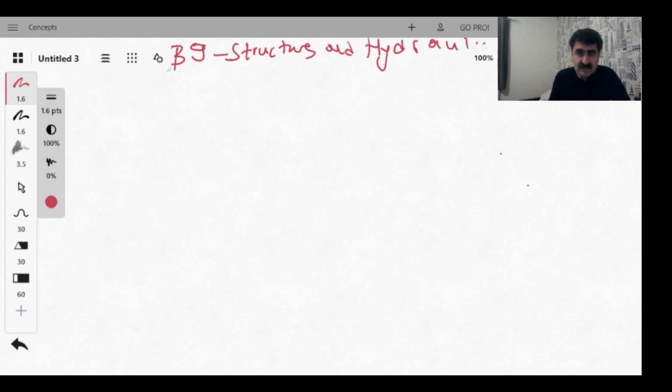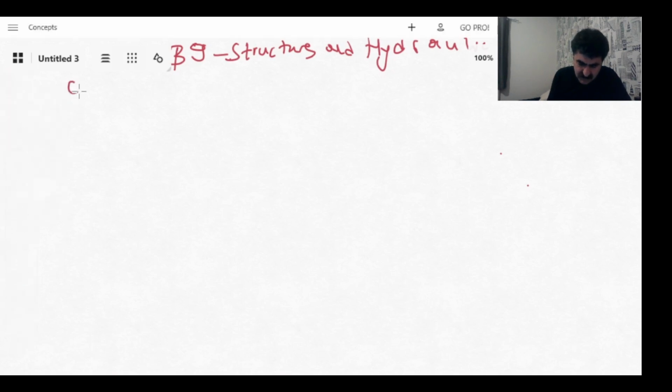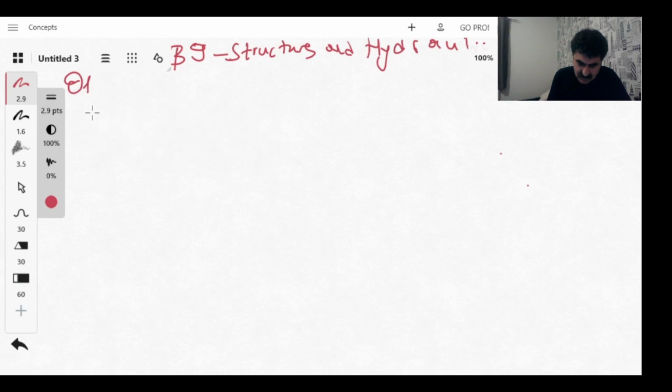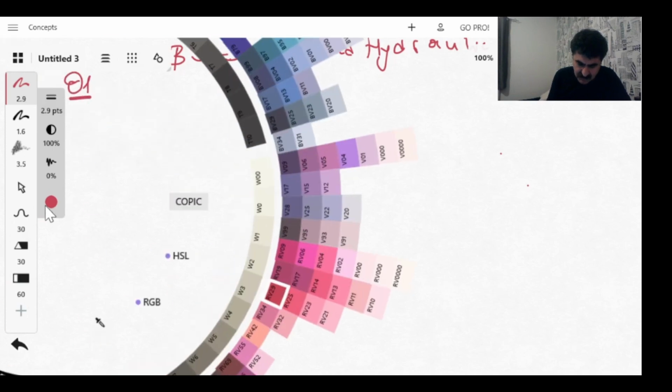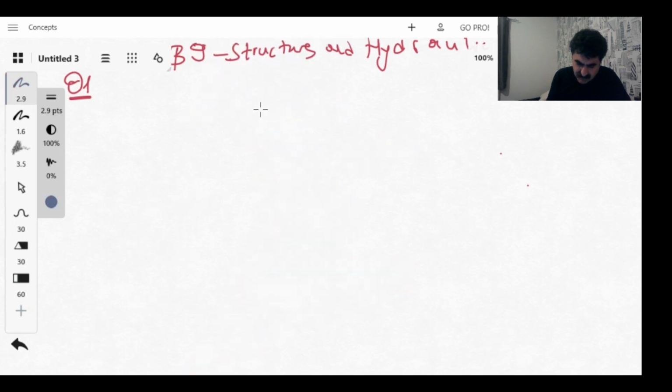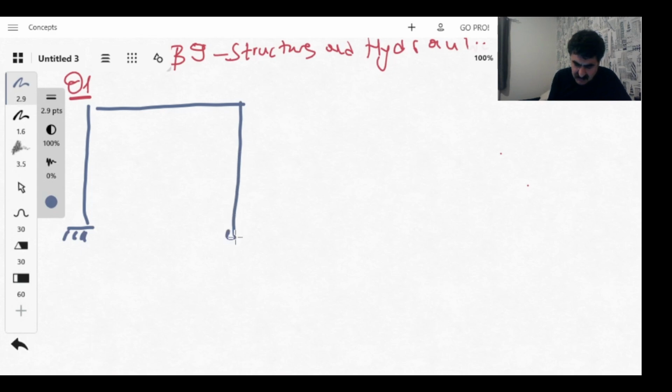So let me start with explaining the questions. The question is about a frame with a span of 6 meters. Let me draw the question one, and let me have a pen, and then we have a frame like this, 6 meter span. It is fixed supported. We have a fixed support in one column, and in the other column we have a hinge.